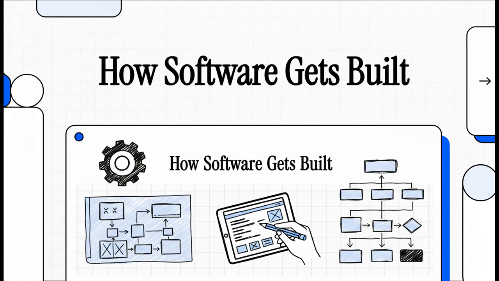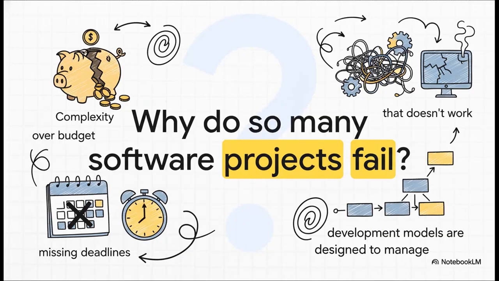We're pulling back the curtain on how software really gets built. We'll be looking at all the different blueprints or models that engineers use to take something from just an idea to the app that's in your hand. But first, let's start with a question that kind of haunts the tech world. Why on earth do so many software projects fail? I mean, they go way over budget, they blow past their deadlines, or sometimes they just plain don't work. The problem, at its core, is complexity, and that's exactly what these development models are designed to tame.